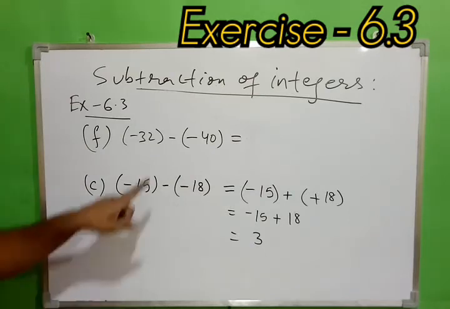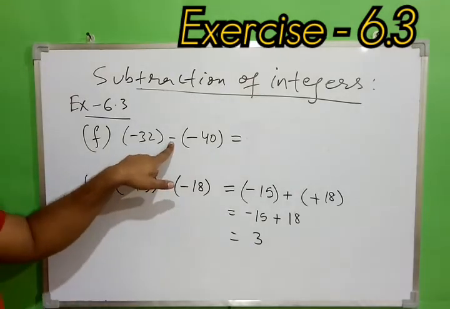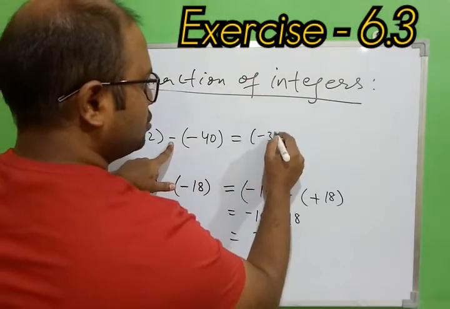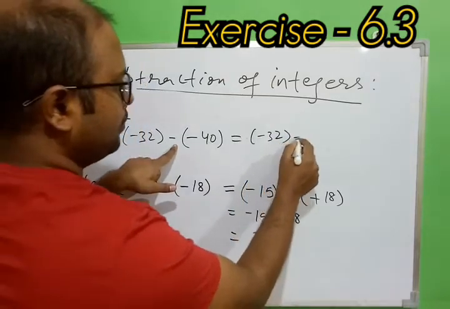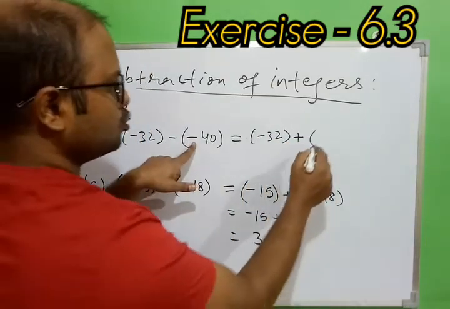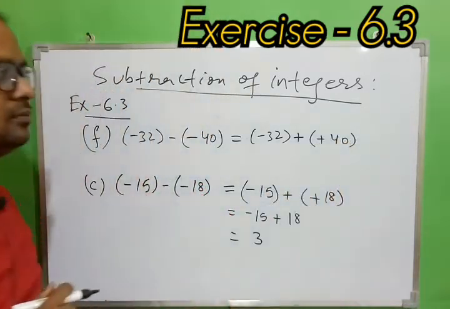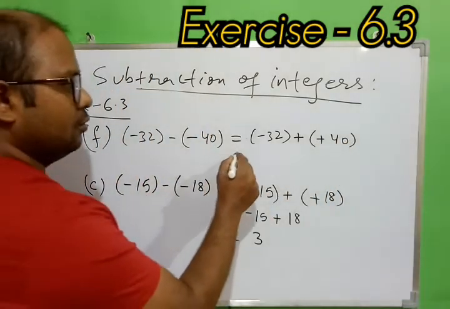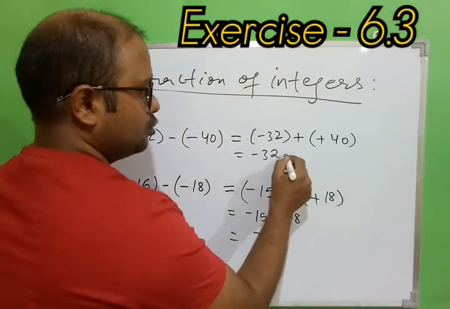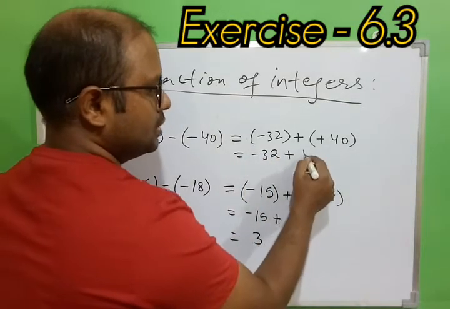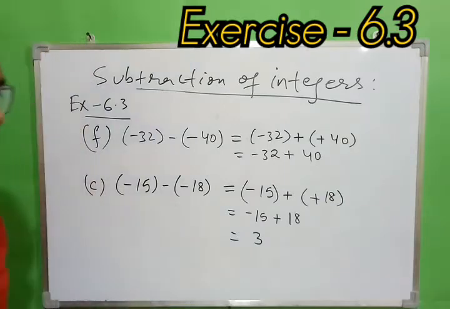So we'll do the same thing. Very first we'll convert this into additive inverse. So this will become minus 32 as it is. Minus will become plus, and this minus will also become plus. Okay, now minus 32 plus, so plus is not written generally, so it is understood it is 40.